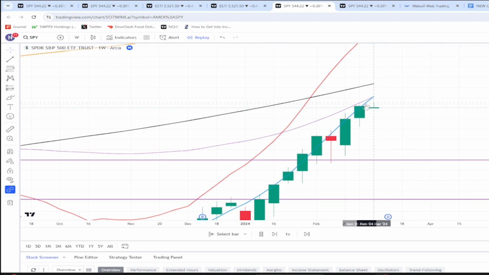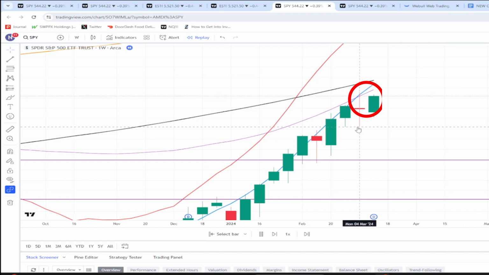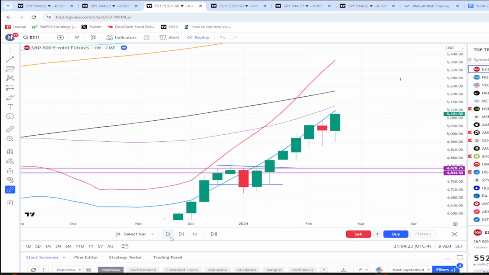This is the week before we sort of get closer. And then on the last day of this week, Friday, March 8th, boom, there's that rejection right there. As you can see, it came down all the way to 504. Same thing here on ES on the weekly chart.